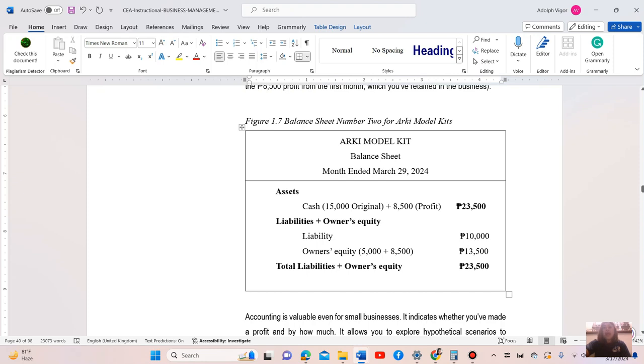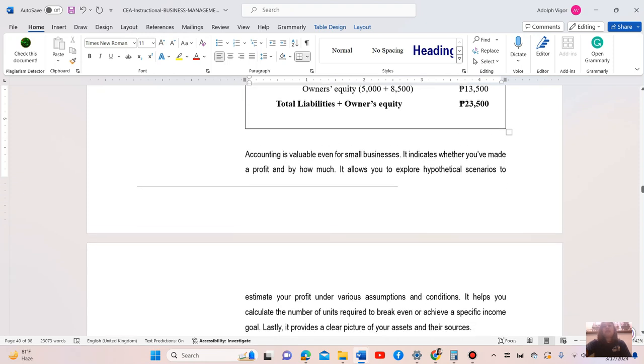So to balance the assets, you have liabilities plus owner's equity. Your liability is 10,000. Your owner's equity is 13,500: 5,000 from your savings and 8,500 from your profit. So your total liabilities and owner's equity is 23,500. So as I said, it should be balanced: the assets and your total liabilities and owner's equity.